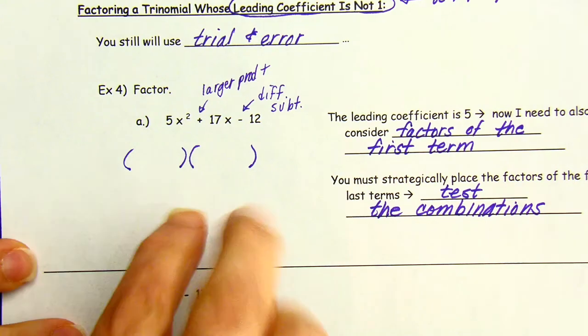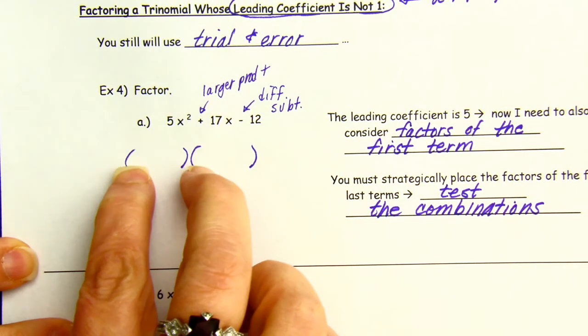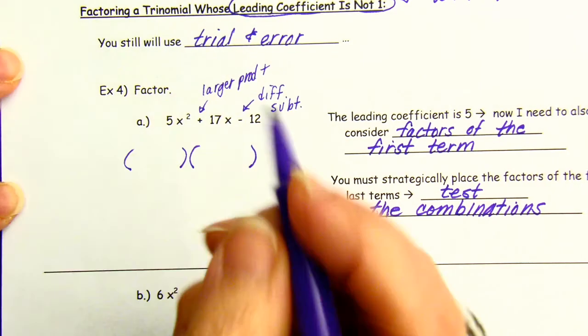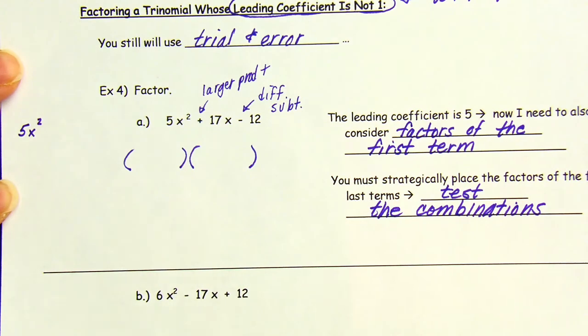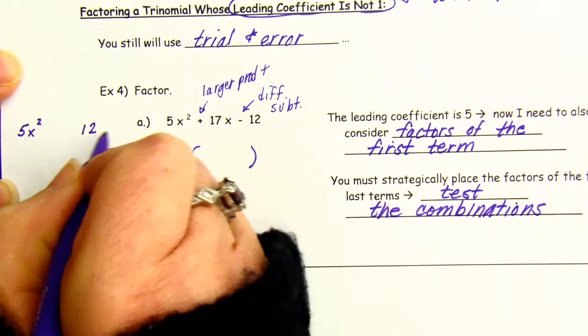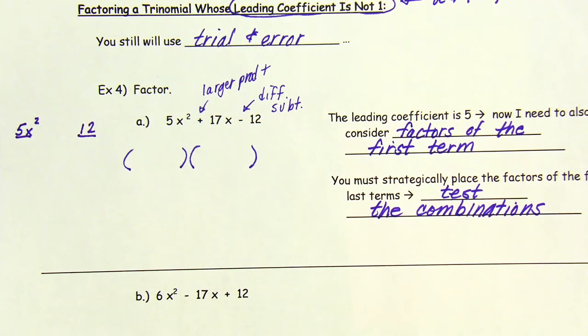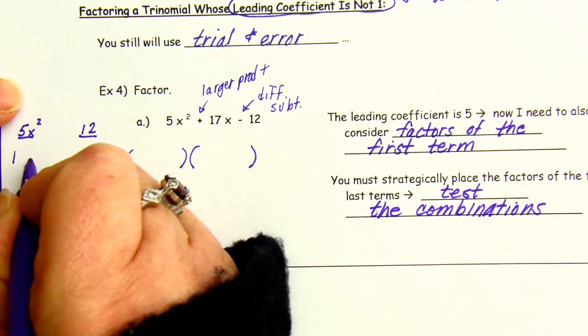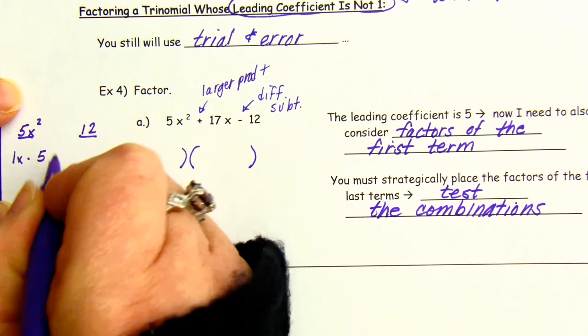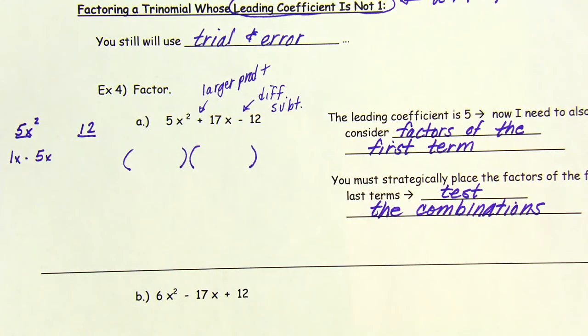All right, so this side is going to be for my x side. I'm looking at my 5x squared. And then over here is my 12. Now, I don't typically write the x's because I know the x's are going to go in there. So I typically will just write a 5. Well, 5x squared is 1 times 5. You can write it as 1x times 5x. That's the only way to get 5x squared is 1x times 5x. The only way to get 5 is 1 times 5.